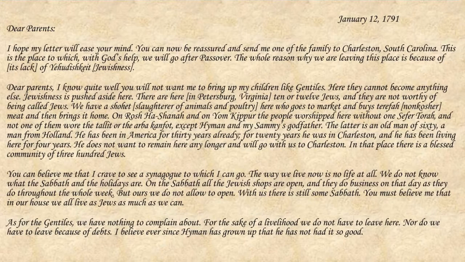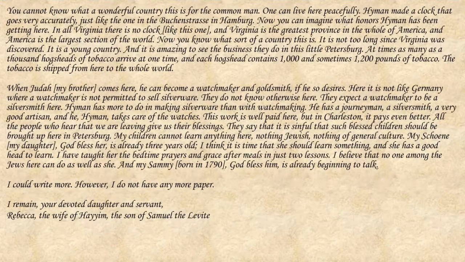For the sake of a livelihood, we do not have to leave here, nor do we have to leave because of debts. I believe ever since Hyman has grown up, he has not had it this good. You cannot know what a wonderful country this is for the common man. One can live here peacefully. Hyman made a clock that goes very accurately, just like the one in the Buchenstrasse in Hamburg. Now you can imagine what honors Hyman has been getting here. In all of Virginia, there is no clock like this one. And Virginia is the greatest province in the whole of America. And America is the largest section of the world. Now you know what sort of country this is.